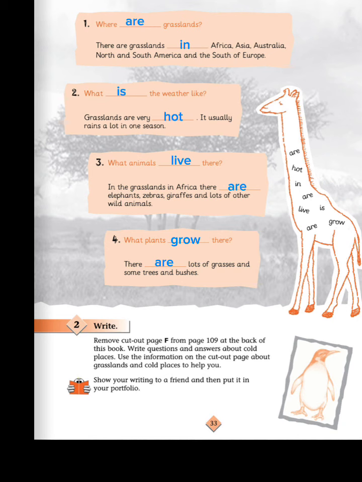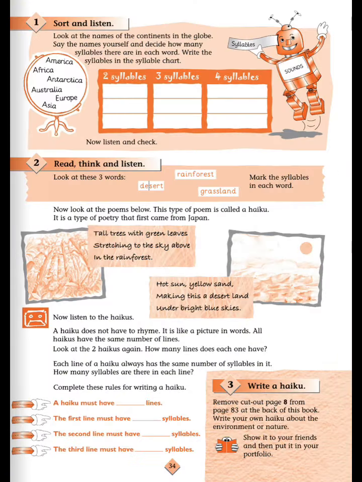Exercise number 2. Write. Remove cutout page F from page 109 at the back of this book. Write questions and answers about cold places. Use the information on the cutout page about grasslands and cold places to help you. Show your writing to a friend and then put it in your portfolio.